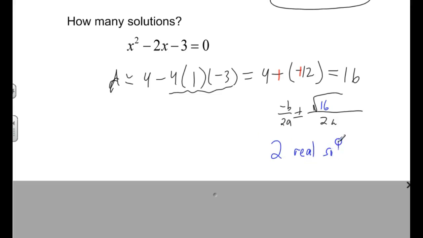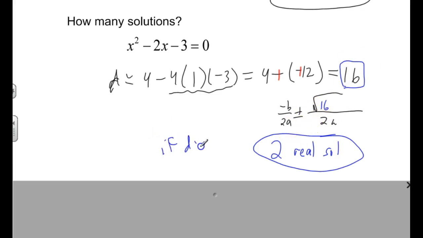If you want to get picky here, we could actually go a little further. This is such a nice number, it's a perfect square. Square root of 16 is 4. If it's a perfect square, you'll actually have 2 rational solutions. If this is not a perfect square, you'll have 2 irrational solutions. But again, if the discriminant is greater than 0, then there are 2 solutions.